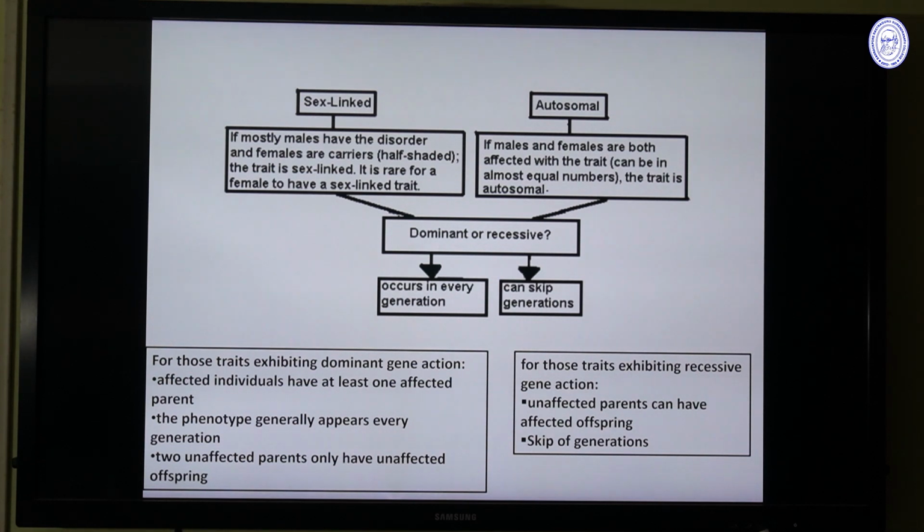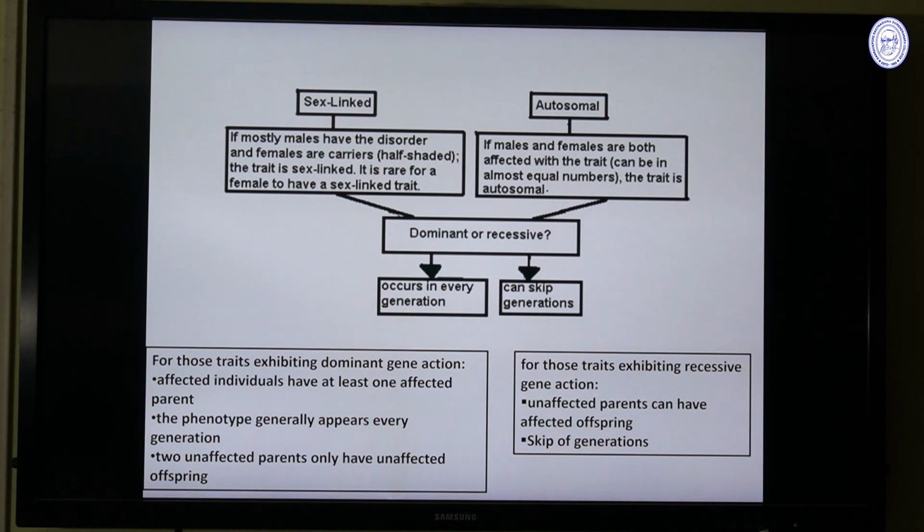Again, for those traits exhibiting dominant gene action, the affected individual should have at least 1 parent affected, and the phenotype will generally appear in every generation. The unaffected parents can only have unaffected offspring, because this is the dominant character.